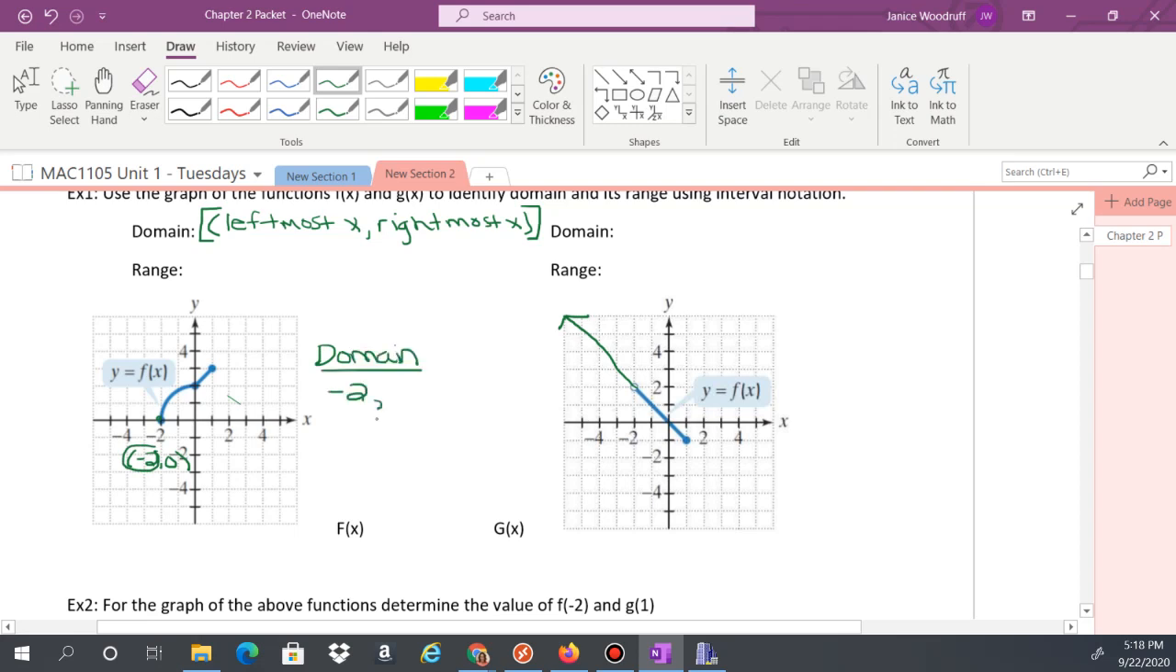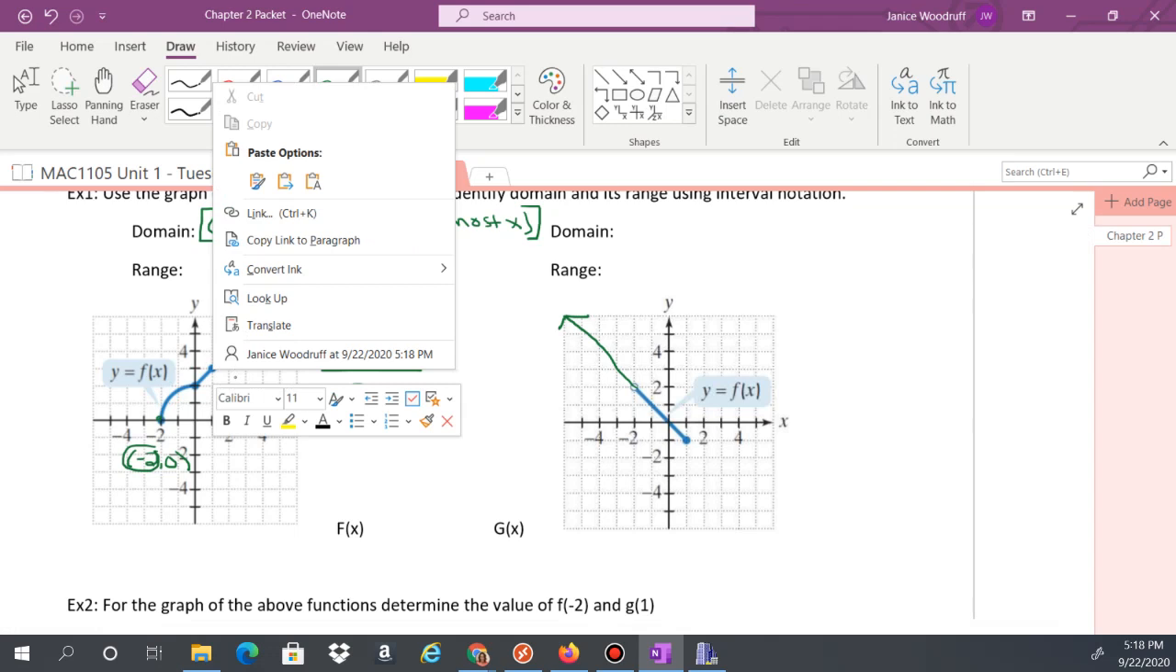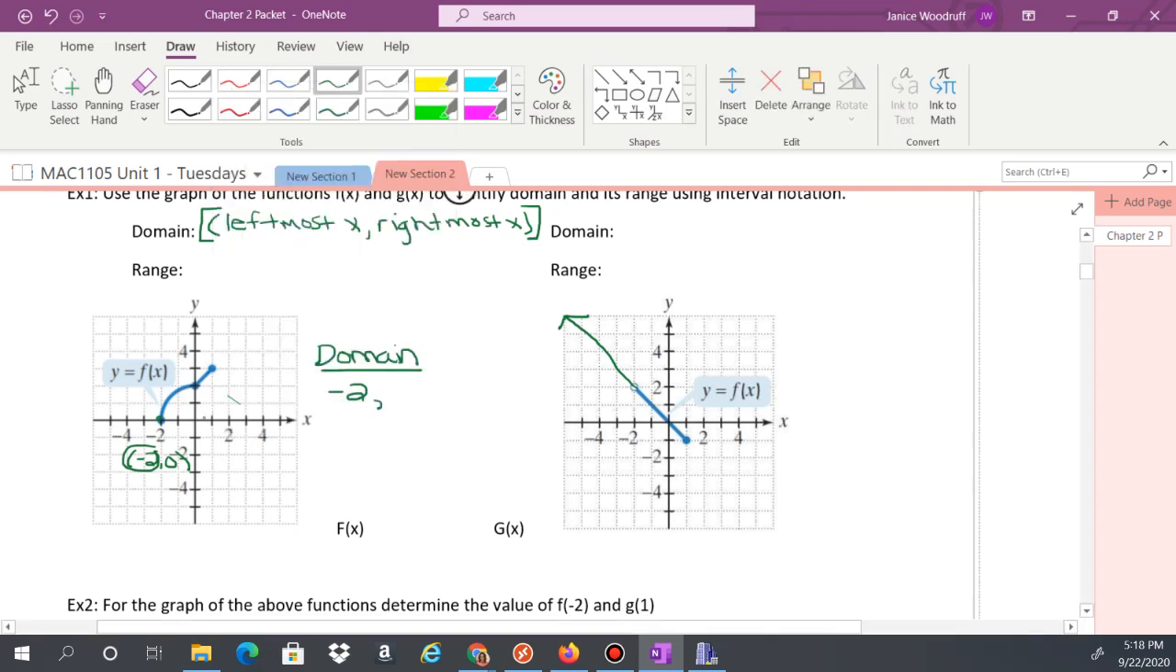Okay, then I'm going to make a comma. And then I'm going to keep going on the line for the graph. Okay, then I'm going to take that point and get those values. So that looks like the x value 1 and the y value 3. The rightmost x is a positive 1.